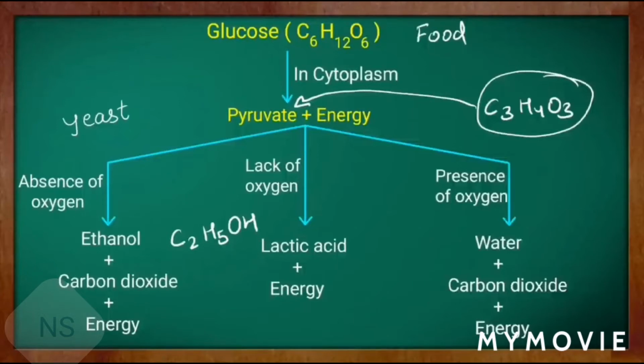And the same pyruvate, in the absence of oxygen in our muscular cells, gets broken down into lactic acid and energy. Lactic acid is a 3 carbon molecule having the molecular formula C3H6O3. When this lactic acid gets collected in our muscle cells, it results in painful muscular cramps.